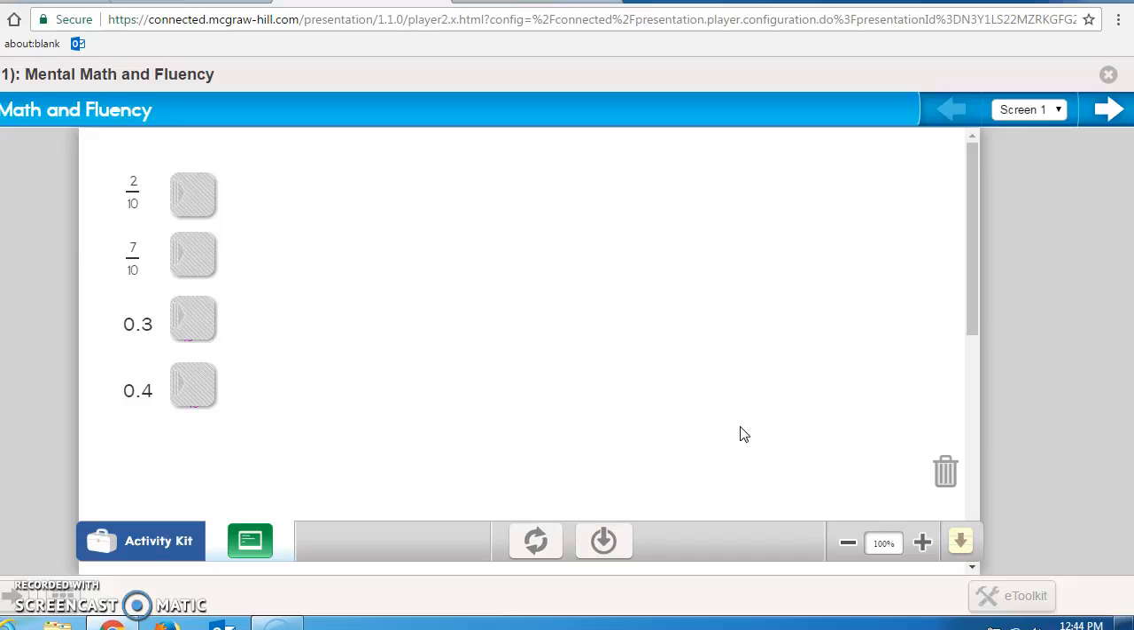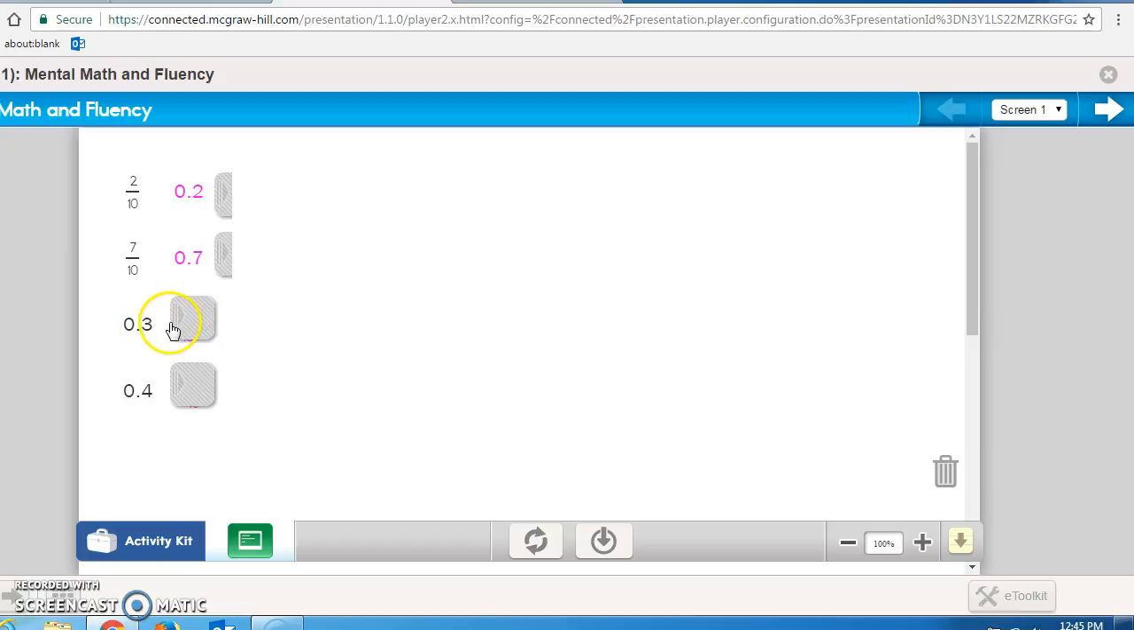Look at the fractions on the screen. It says 2/10. How would you write that as a decimal? By now it should be automatic that you know the number 2 needs to go in the tenths spot. So that would be 0.2. 7/10. Again, the 7 needs to be in the tenths spot. So 0.7.